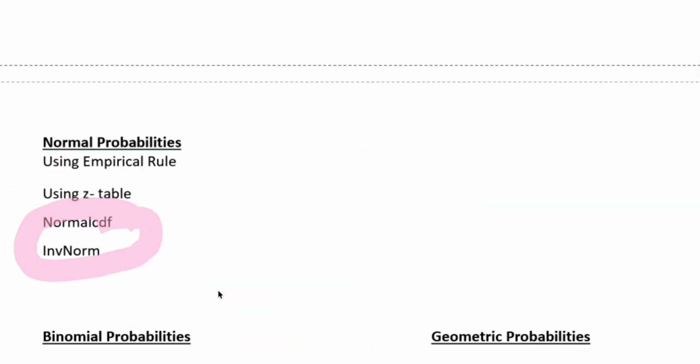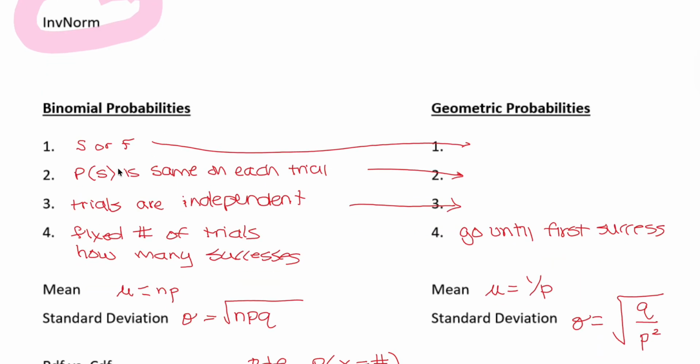And moving on to normal probabilities, we're going to use the empirical rule or the z-table, or we're going to use normal CDF and inverse norm. Those two are the most important methods that you're going to master, because you're going to use them a lot on your calculator, and the calculator just gives you all of the messy values for you.